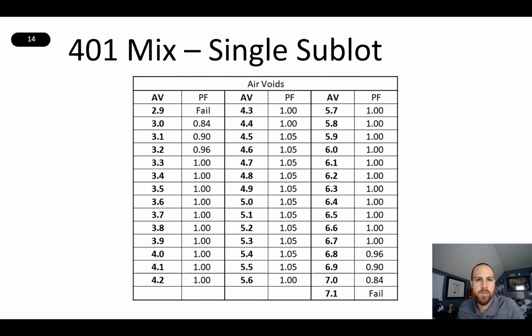So here's an example of the air void pay factor table, and I've converted it into a lookup table that makes it much easier to determine pay factors. And I would earmark this part in your manual for use later on the exam. So for example, if air voids were calculated as 3.9%, the pay factor for air voids would be 1.00.